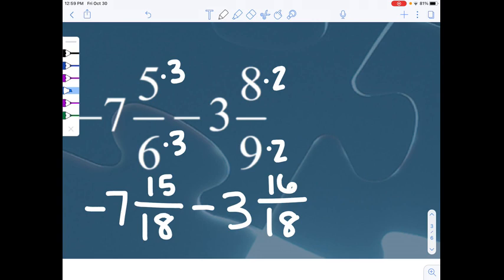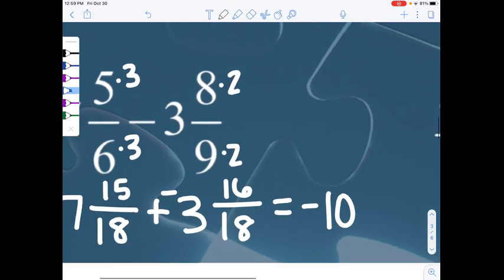So now what I'm going to do is change this subtraction to plus negative. I'm going to add the opposite. When I do that, now I know that we're just going to add the numbers and keep the sign. 7 plus 3 is 10, so I keep the negative. And then 15/18 plus 16/18 is 31/18.